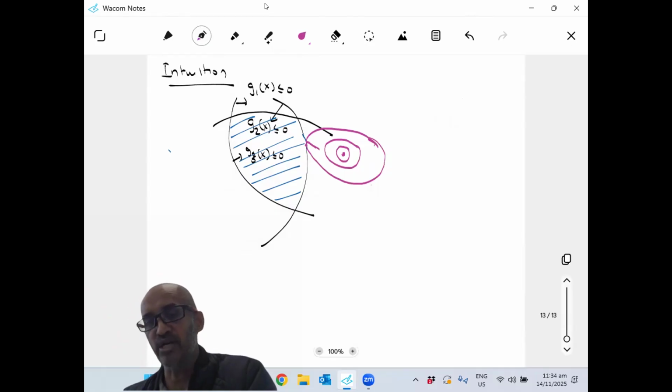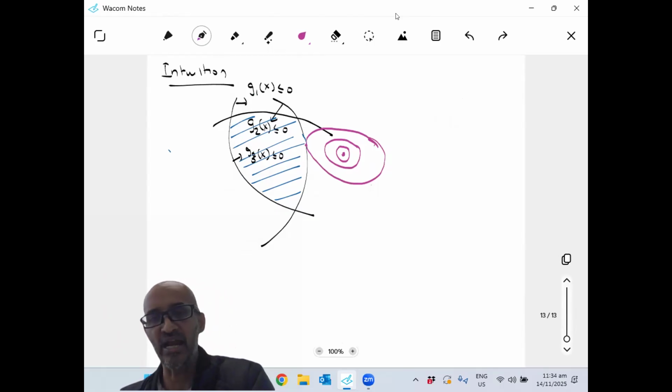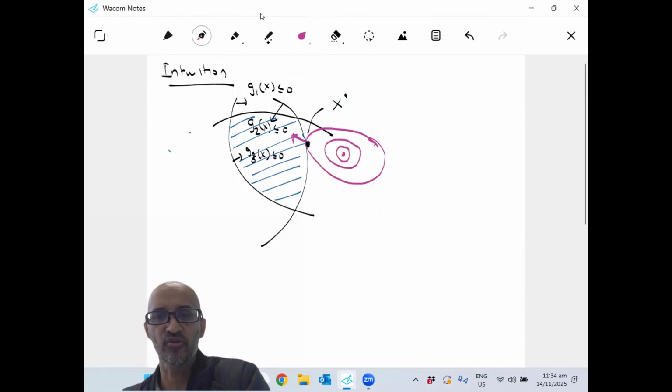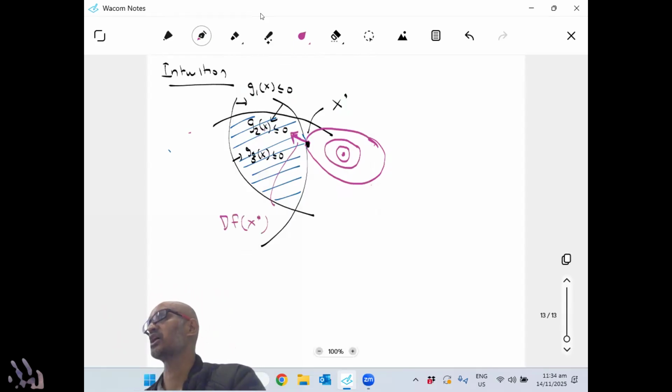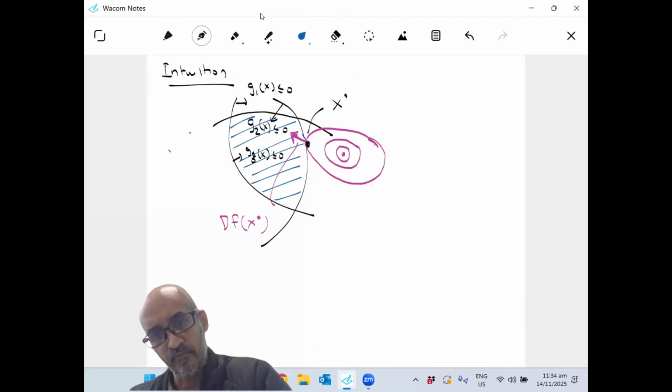So imagine what the gradient looks like. My objective function is increasing in this direction. If this point is x star, this is del f of x star, the gradient, which is increasing in this direction at this point. At this point, G1 is active. What about del G1 of x star? It will line up in this way.